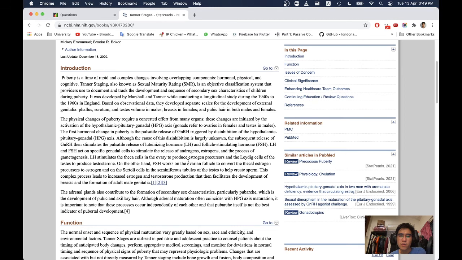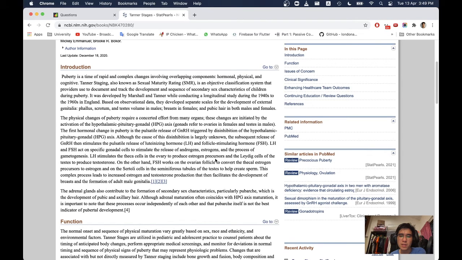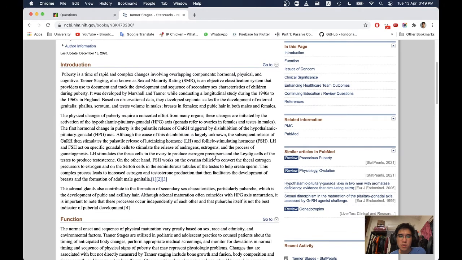Gonads refer to the ovaries in females and testes in males. The first hormonal change in puberty is the pulsatile release of GnRH triggered by disinhibition of the hypothalamic-pituitary-gonadal axis. Although the cause of this disinhibition is largely unknown, the subsequent release of GnRH then stimulates the pulsatile release of luteinizing hormone and follicle-stimulating hormone. LH and FSH act on specific gonadal cells to stimulate the release of androgens, estrogens, and the process of gametogenesis.